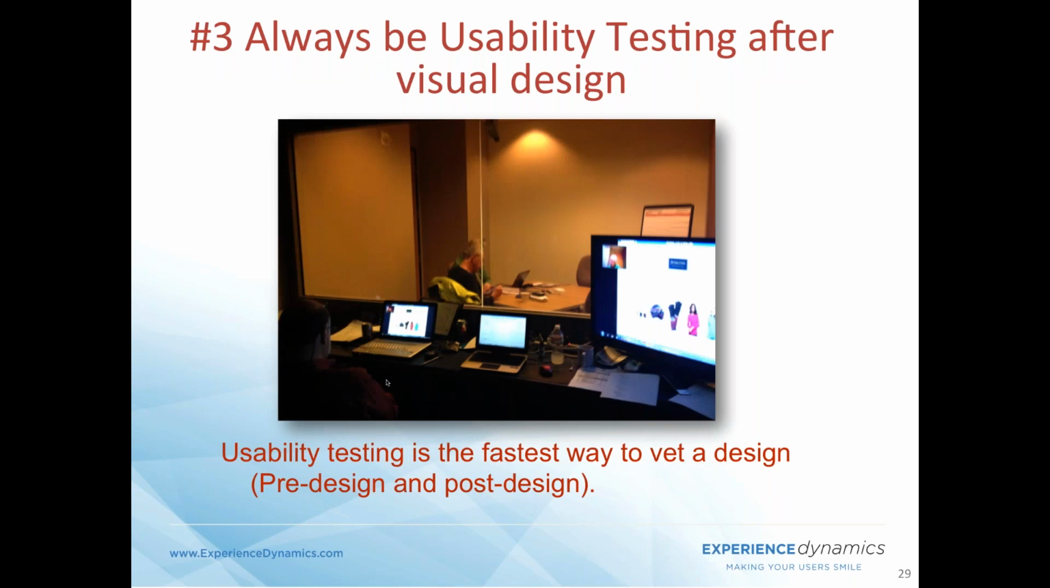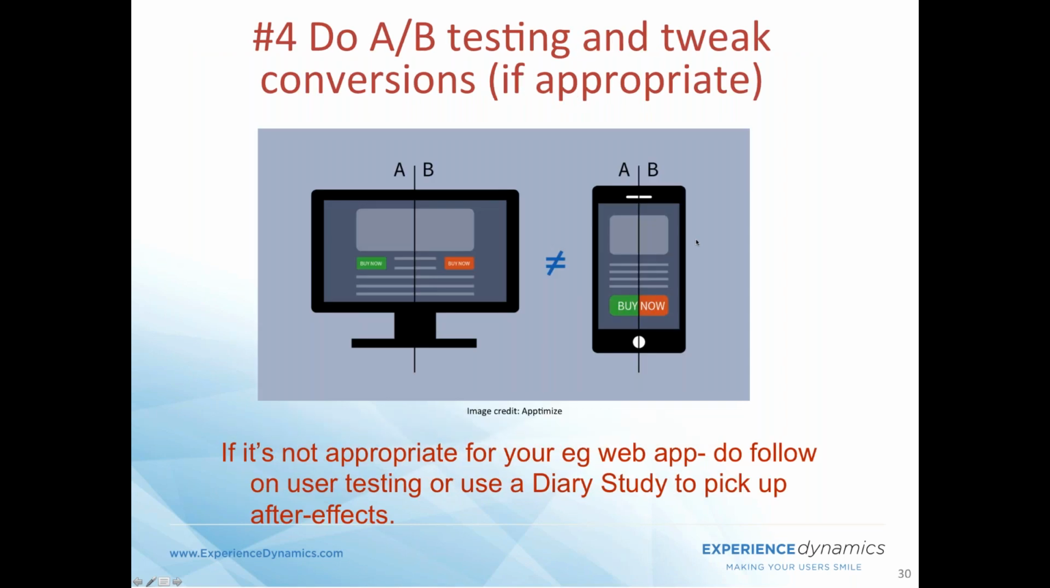So always be user testing after visual design. This is a mistake that I've made over the years, which is usability testing before visual design, in the wireframe stage, which is common for usability activity. And what we often forget to do is test after the visual design hits, because some of those affordances might go away, and so that's important. Doing A/B testing and tweaking conversions if it's appropriate to your app or your site is really important.